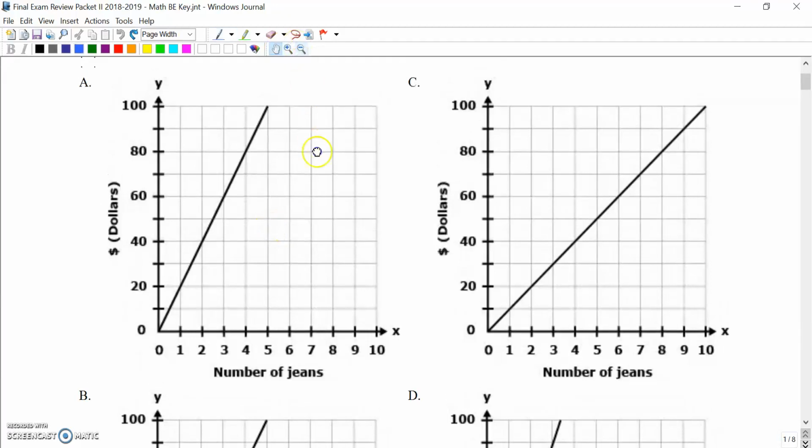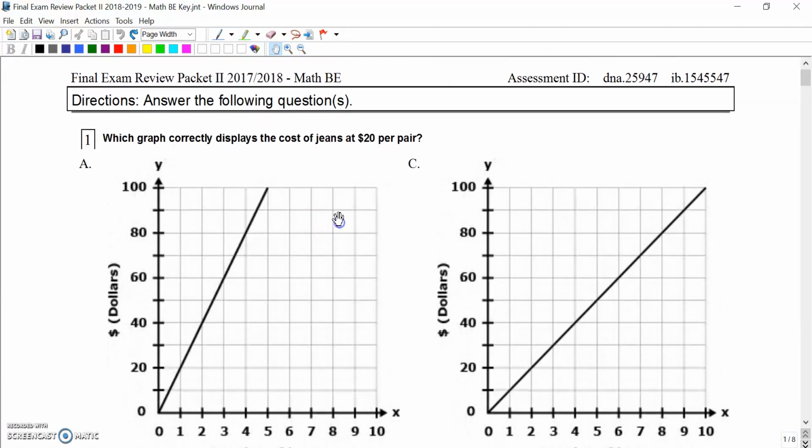In this video, I'm going to go through the final exam review packet. Feel free to pause the video, rewind it. Number 1 says, which graph correctly displays the cost of jeans at $20 per pair?